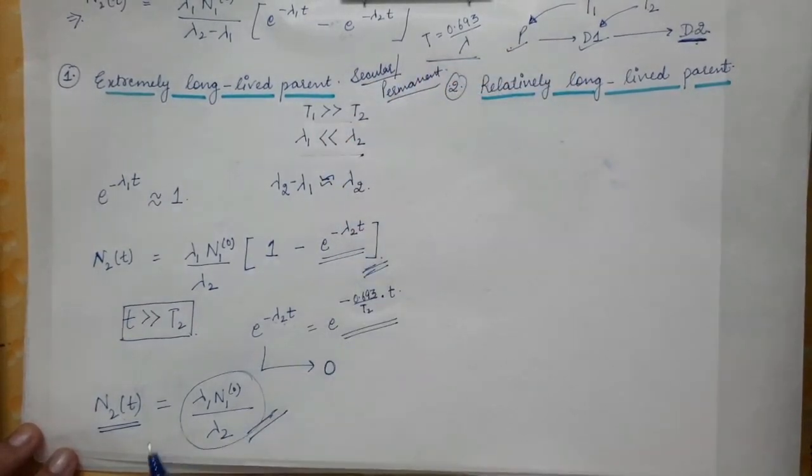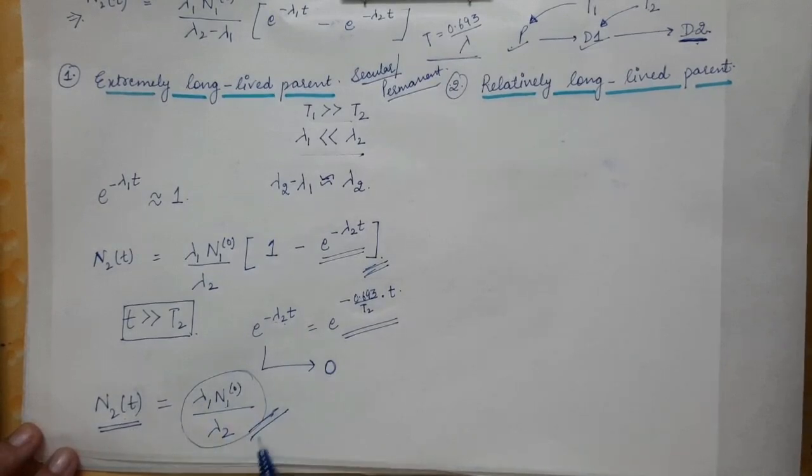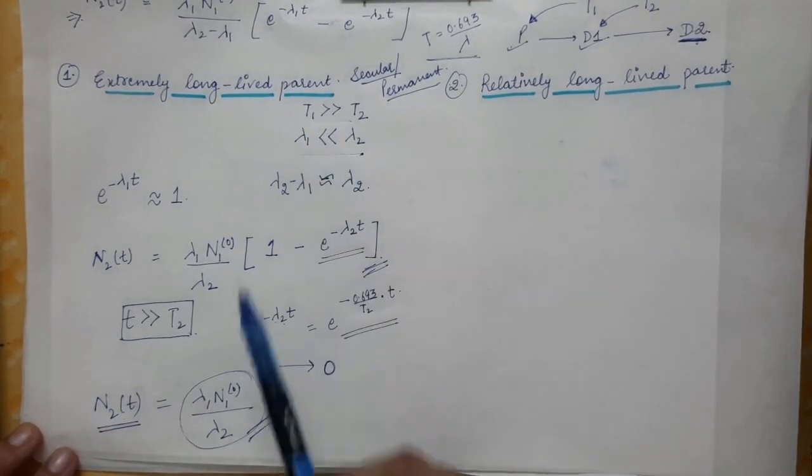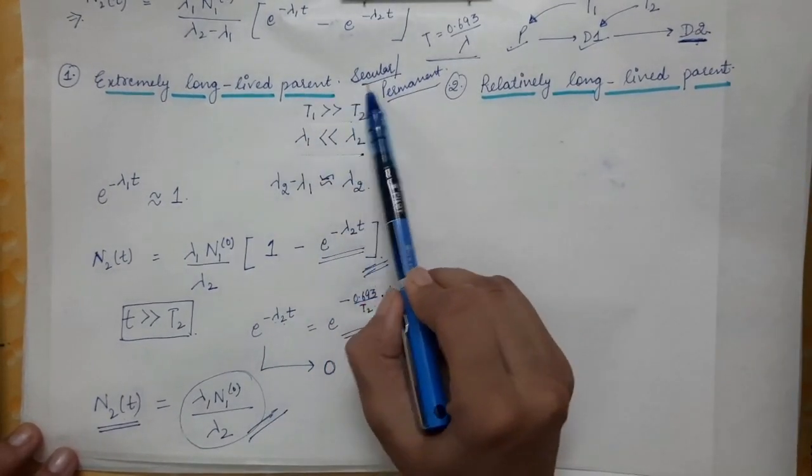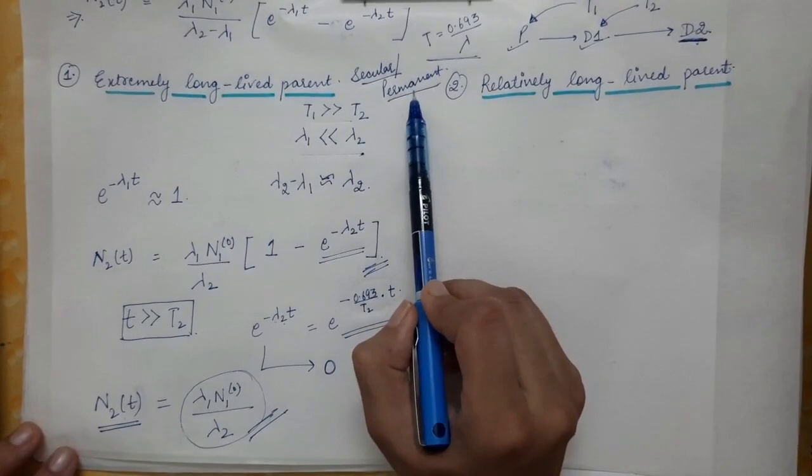So here we have reached a constant value of the number of daughter nuclei after some time. So it comes out to be a constant value. This state of equilibrium is called secular or permanent equilibrium.